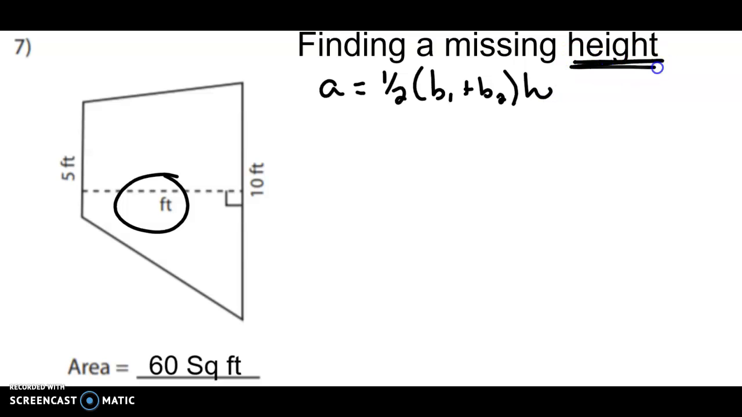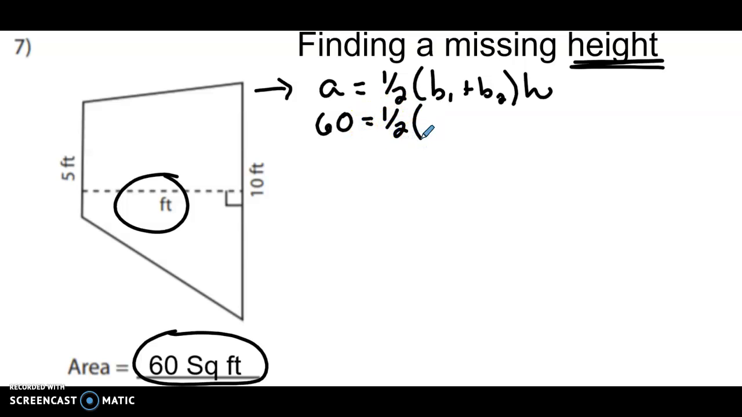Now, when we're missing the height, it's a little bit more straightforward. But no matter what we do, we're still going to start with the same step, which is we're going to use this formula and we're going to plug in everything that we know. So in this case, we know the area is 60 square feet, so we're going to replace A with 60 equals half, and we also know both bases, so 10 plus 5, and we don't know the height, so we're going to leave that as height. Now, just a reminder, it doesn't matter which is base 1 and which is base 2. I could have done 5 plus 10. It's the same as 10 plus 5, so that doesn't matter.